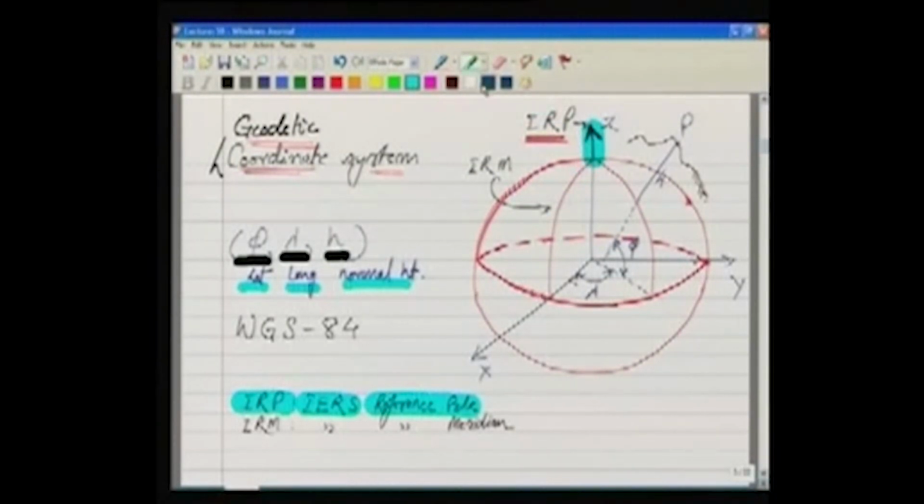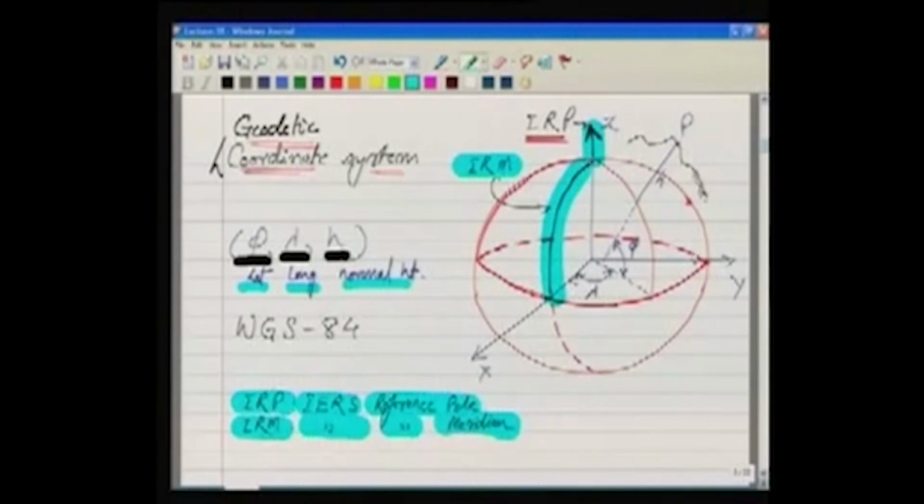Also over here we have a meridian. If you look at this meridian, it will go further down because it's a full circle. Now this meridian is also called IRM. IRM stands for, again, IERS Reference Meridian. So this is also a fixed meridian. This particular meridian is also fixed.